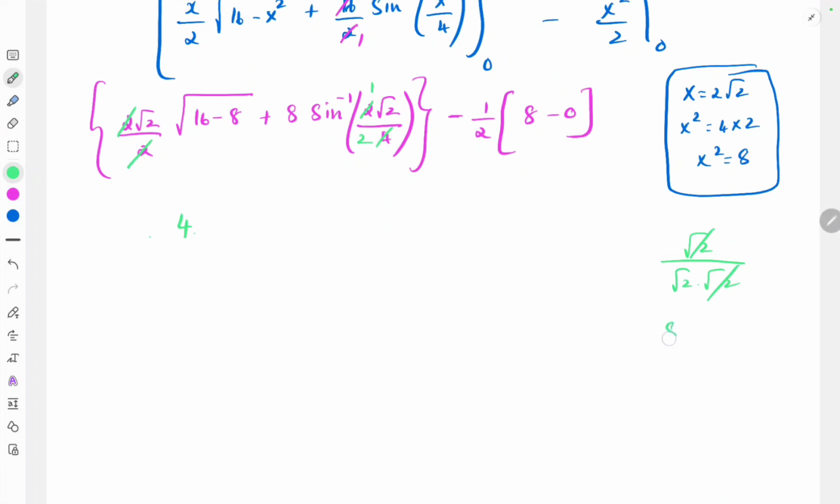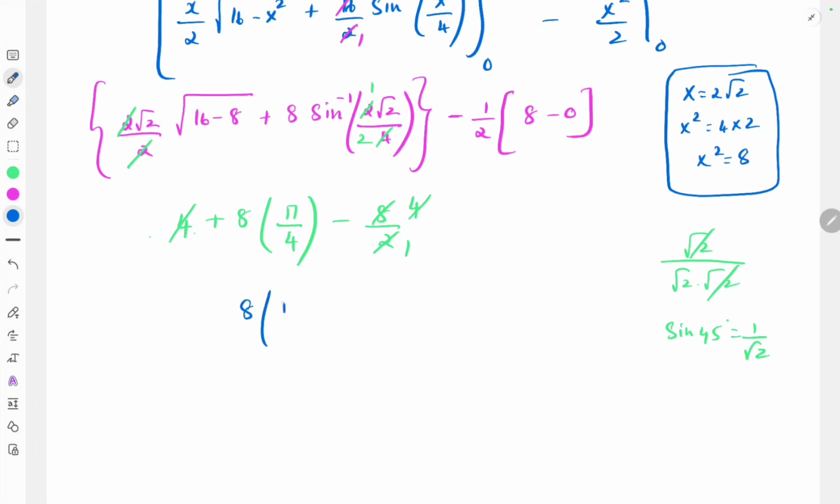Sine 45 degree is equal to 1 by root 2, which means sine inverse of 1 by root 2 will be equal to pi by 4. So 8 into pi by 4 minus 8 by 2. So 8 by 2 is what? 2 1s are 2, 2 2s are 4, 2 4s are 8. So which means plus 4 and minus 4 will get cancelled.